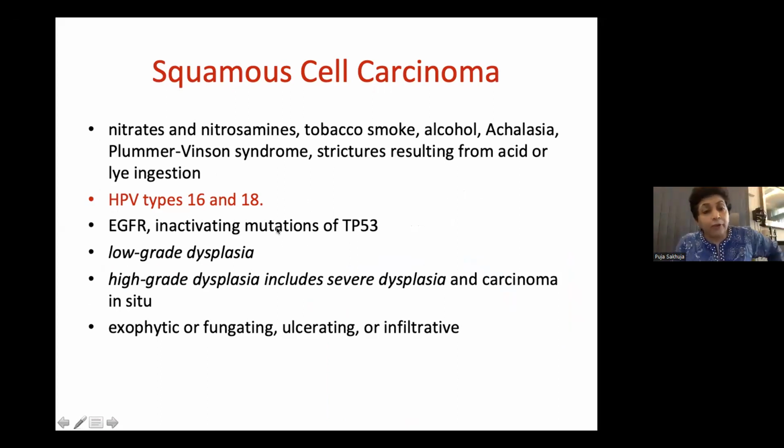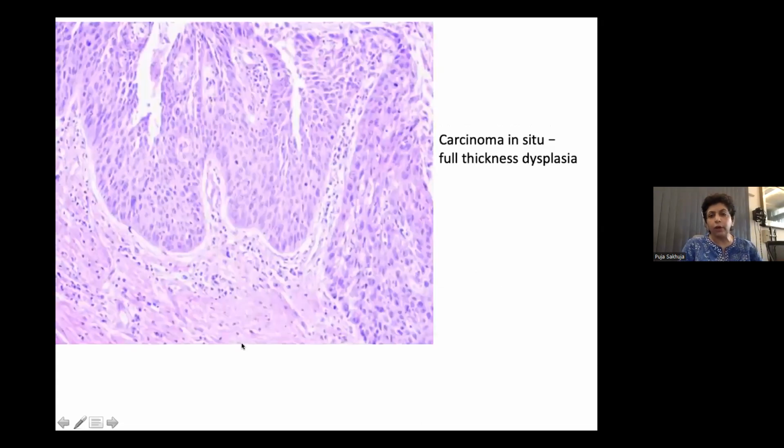And P53 and EGFR mutations are also seen in squamous cell carcinoma. The usual precursors are low grade or high grade dysplasia, and you can have an in situ carcinoma. And morphologically, grossly, as you all know, you usually see an exophytic, fungating, ulcerative, or infiltrative tumor.